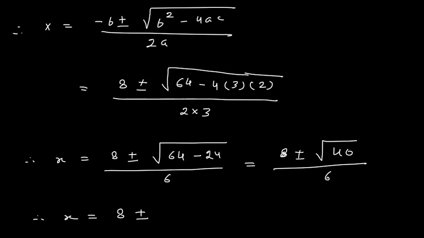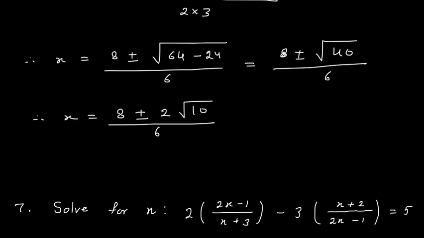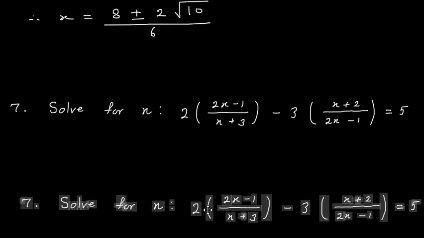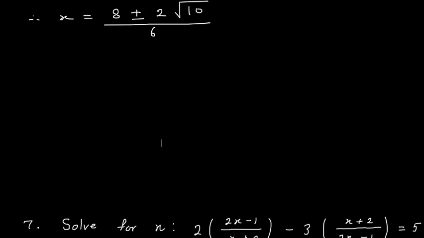So that 4 we will take out, 2 root, here in this bracket we have 10, and whole divided by 6. So therefore we can say that x is equal to 8. Now from 8 and 2 we can take 2 common. So let us take 2 common.